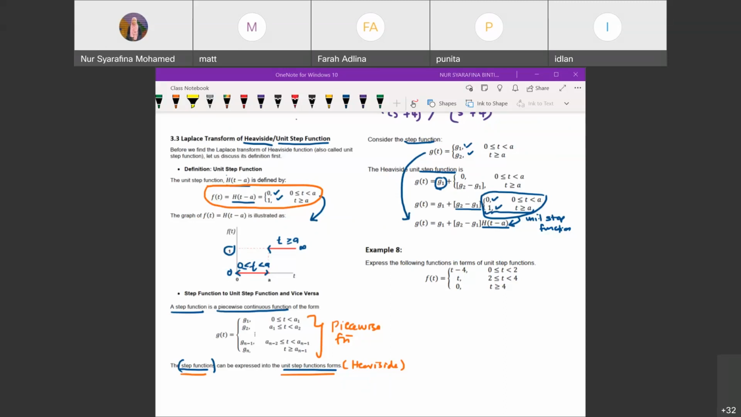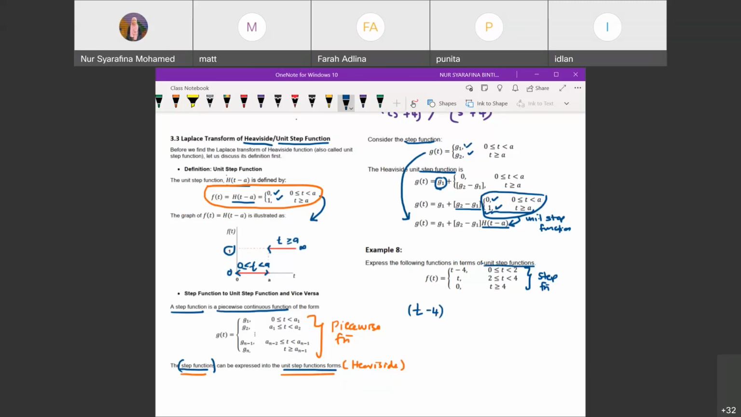Okay. So now let's try this example. We have this step function. So this is step function. You want to express it in terms of unit step function. Basically what you have to do is first put t minus 4 aside, so that you have t minus 4.